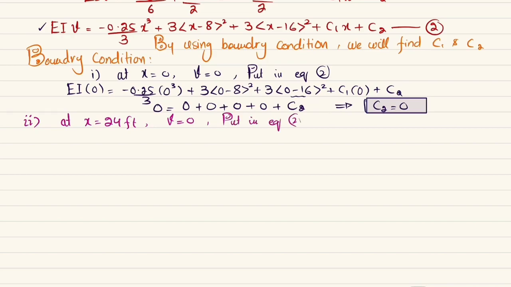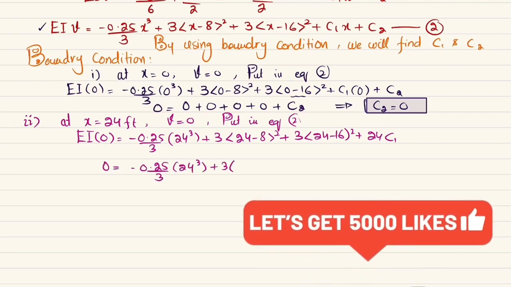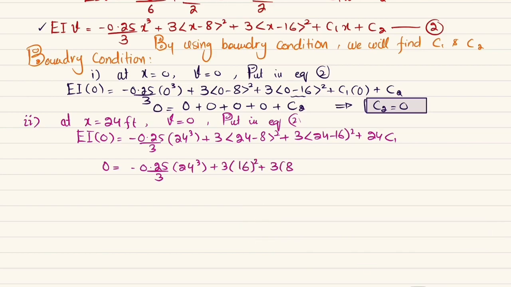So when you put it in equation number 2, EI into V, so V is equal to 0, so EI into 0 is equal to minus 0.25 by 3 into 24 cubed plus 3 into 24 minus 8 squared plus 3 into 24 minus 16 squared plus 24 C1, and C2 is equal to 0. So we will get 0 is equal to minus 0.25 divided by 3 into 24 power 3 plus 3 into this will be 16 squared plus 3 into 8 squared plus 24 C1.